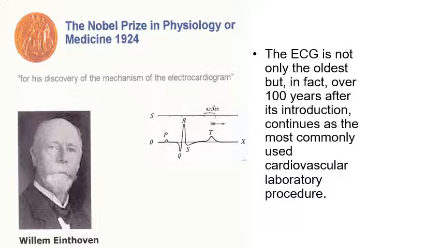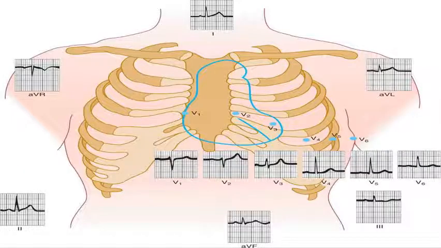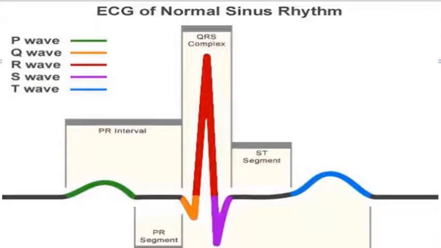In the 12-lead ECG, there are 6 limb leads and 6 chest leads. The 3 bipolar limb leads are lead 1, lead 2 and lead 3. Then there are augmented limb leads AVR, AVL and AVF, and the chest leads V1 to V6. This is the ECG recorded in lead 2: P wave, Q wave, R wave, S wave, T wave.